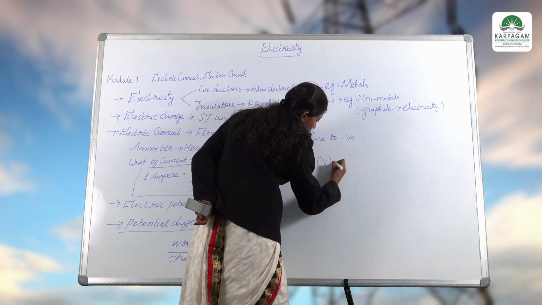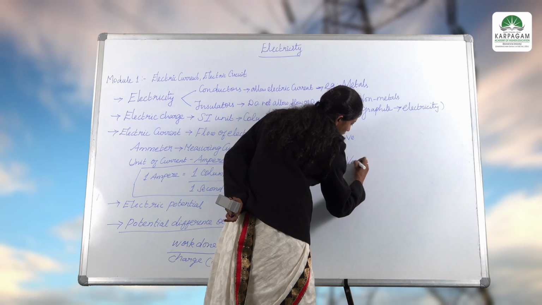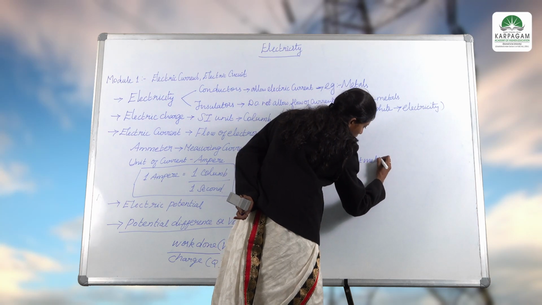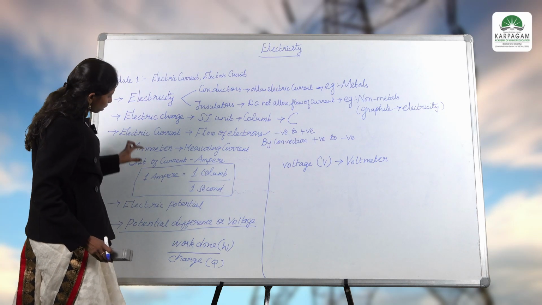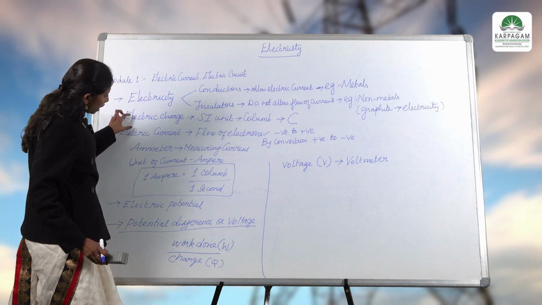We denote it as V, and this is measured by means of a voltmeter. Voltage is measured by means of a voltmeter. So these are the main parameters that can be discussed under the topic of electricity.